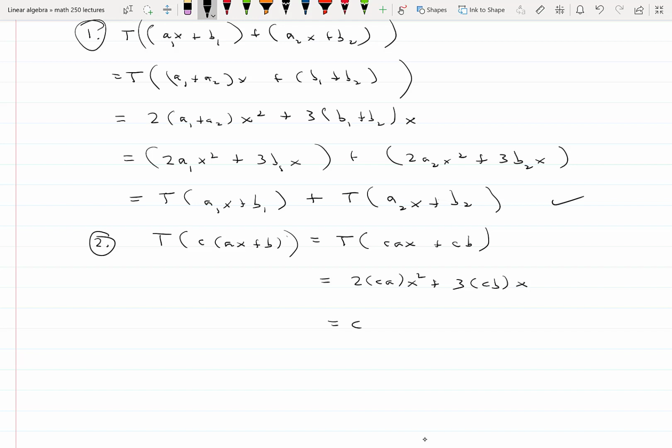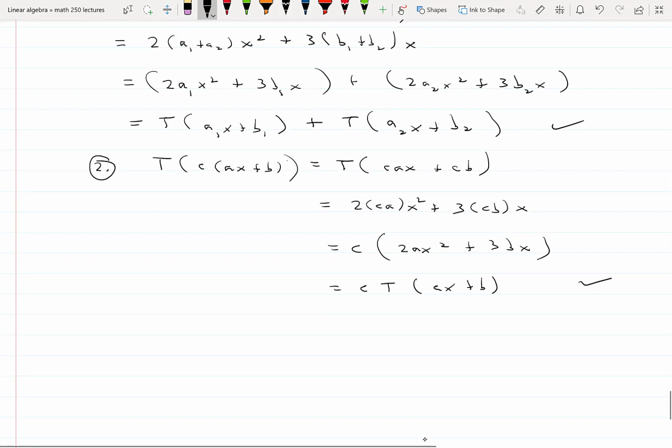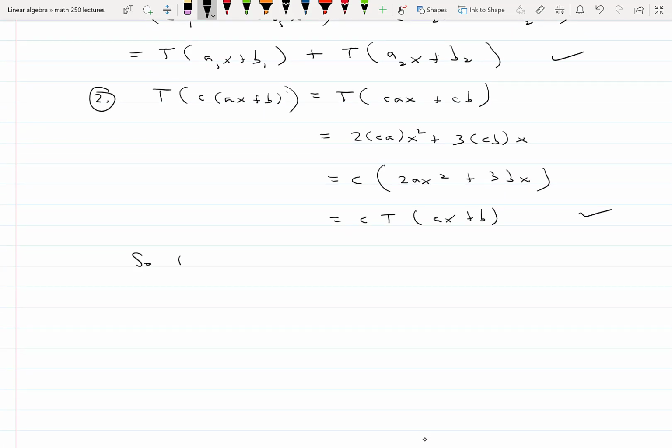And what can I do with that c? I think if you can see what I'm doing here now, if it was natural for you to think, well, factor out that c, then you're on your way with linear transformations. They're not that rough. They're just new. And this is just c times T of ax plus b. Check. We got 2 happening. So T is a linear transformation. Those 2 properties hold true.